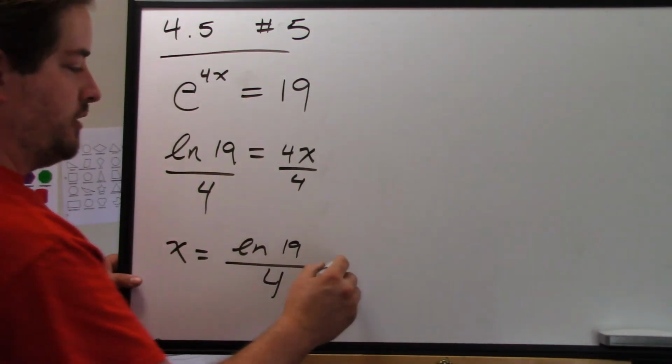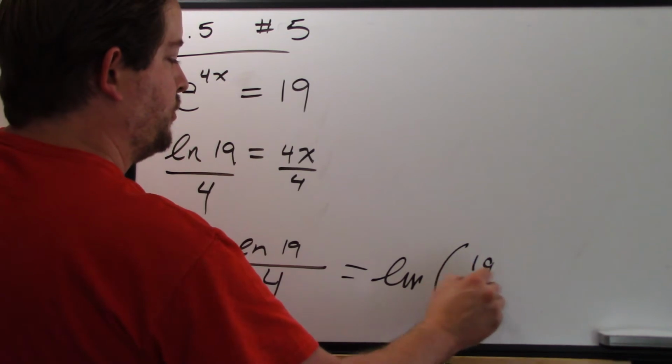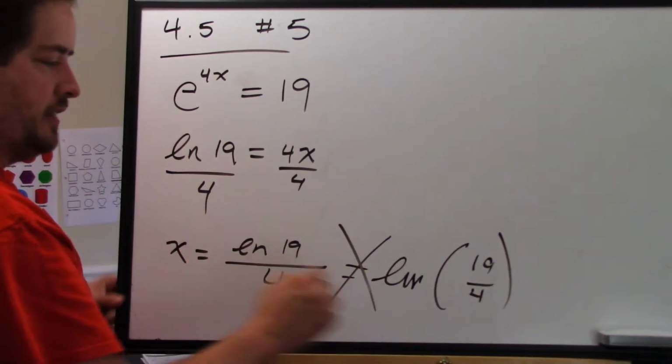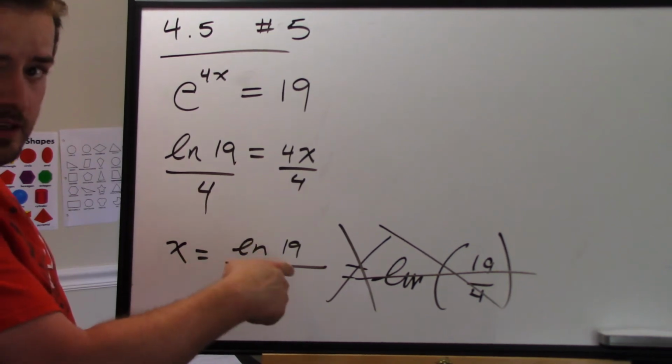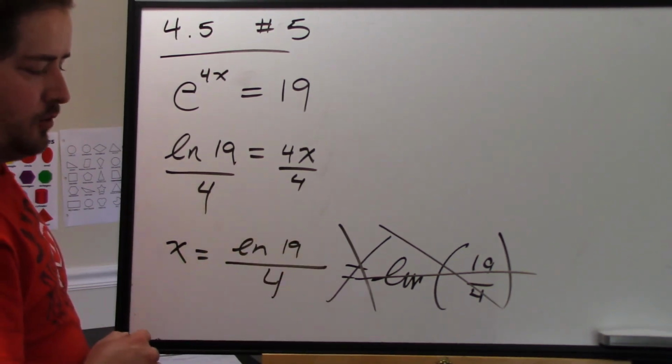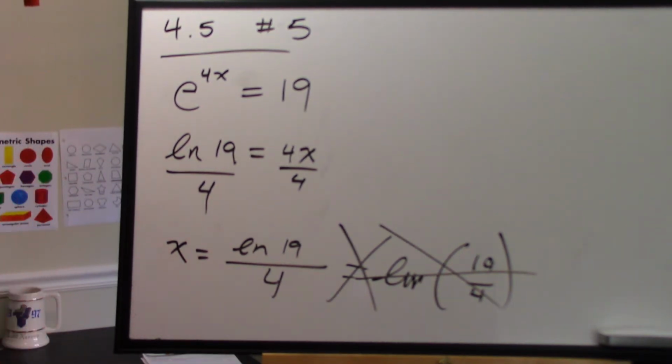Don't put it into your calculator so that you're taking the natural log of 19 over 4. That's different. Those two are not the same. We don't want that. We want the natural log of 19, the result of that divided by 4. Right? So I didn't plug that into a calculator. I should have. Let me just throw it in here.